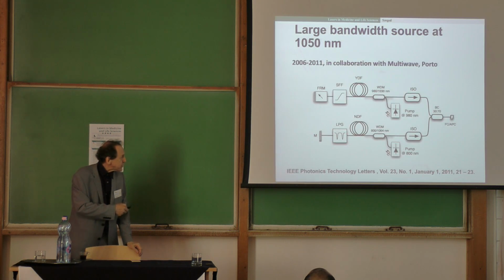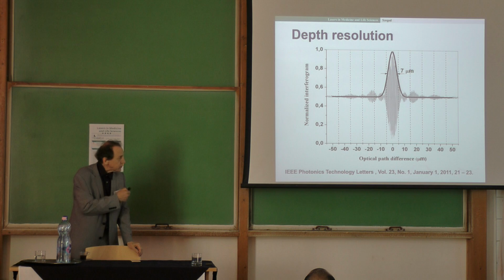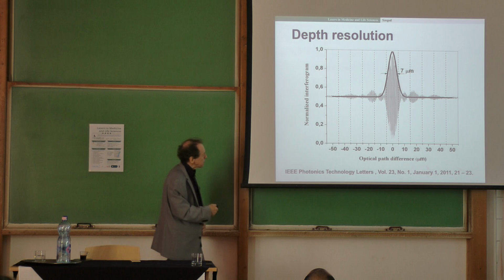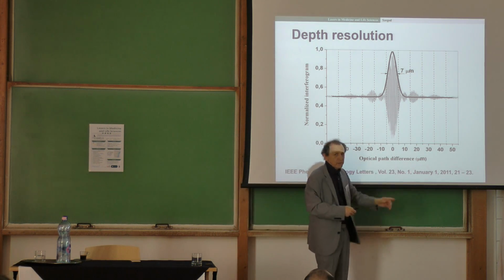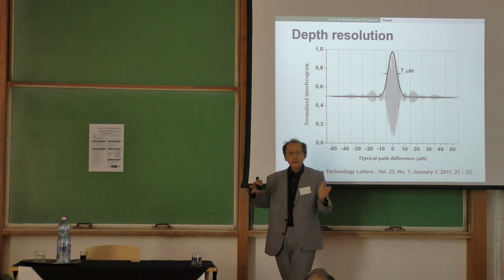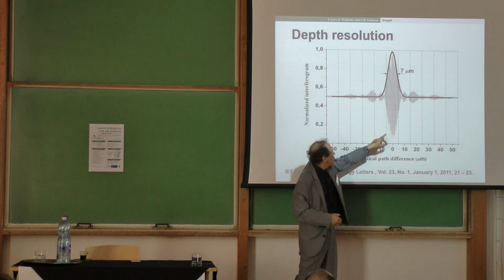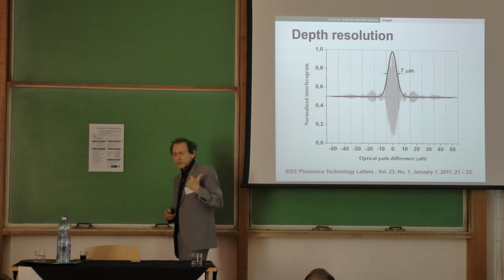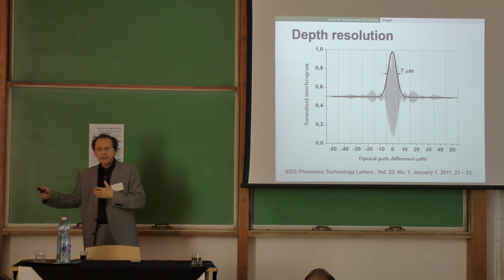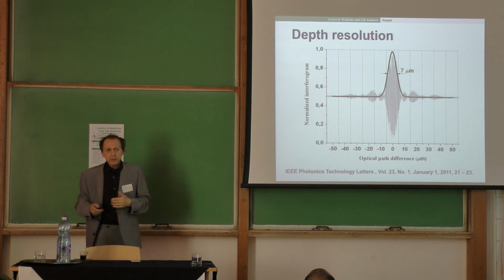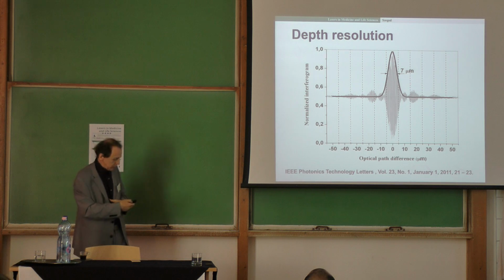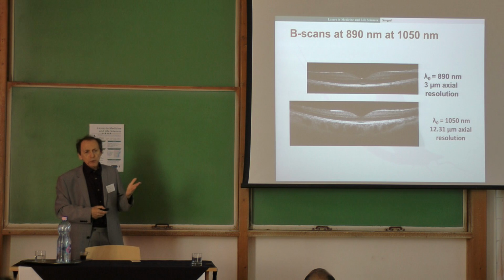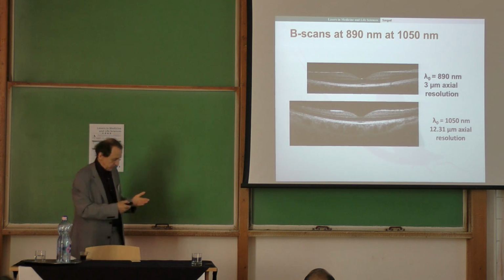So here we build such a source, putting two sources together, and we obtain that coherence length, that wave train, of only 7 microns. So if you vary the optical path difference in the micron interferometer, if you went away from OPD 0, you got here maximum, and nothing if you are above 7 microns. So that shows that with such a source you can separate layers in the retina, separated by more than 7 microns. And here is a demonstration of the value of using longer wavelengths.